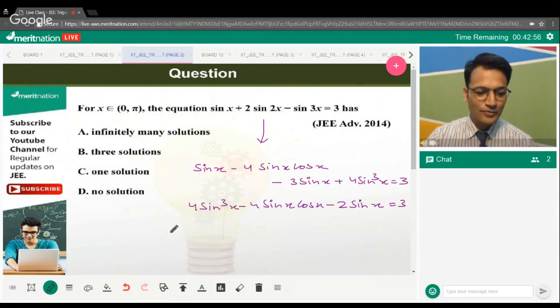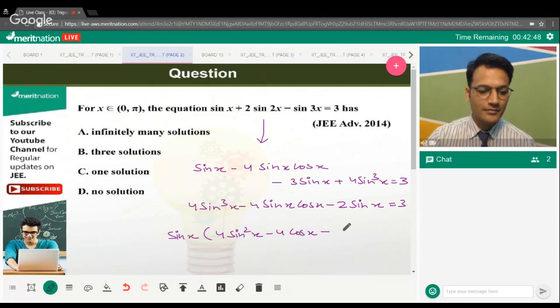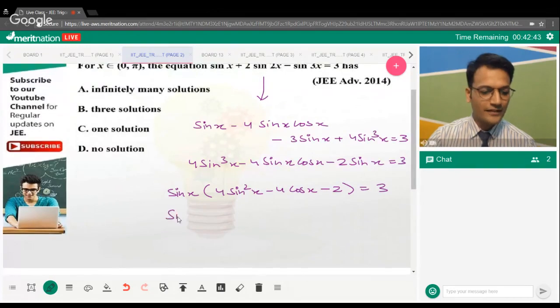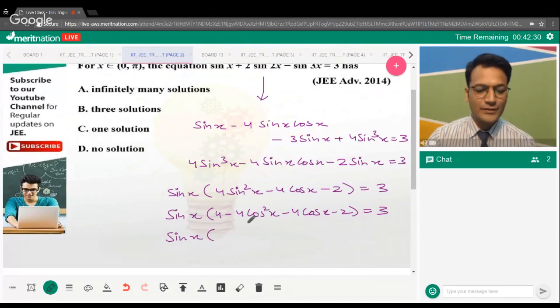So over here, we can take sine x as common. This is what we did in the previous class as well. So this turns out to be 4 sine square x minus 4 cos x minus 2 is equal to 3. Now, if I convert everything in terms of cos inside the bracket, so this is how we can convert everything in terms of cos inside the bracket. And if I take the negative as well, or let me take negative common afterwards. So we can put it this way. It's quite simple to understand, right? So this turns out to be plus 2 is equal to 3.